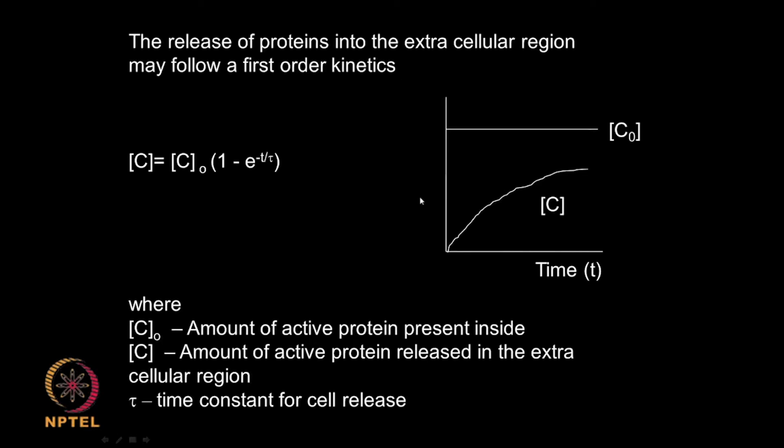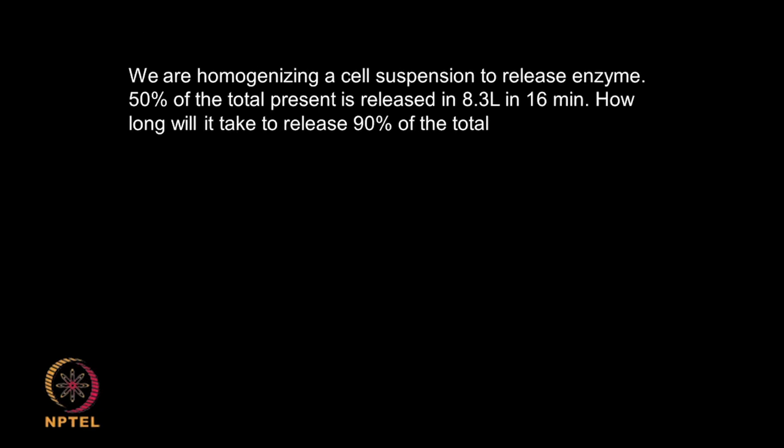Okay, so, the release of the protein in the extracellular region we always consider as a first order process like this. So, C is equal to C naught 1 minus e power minus t by tau. Tau is called the time constant of cell release, okay, or e power minus kt, again k is inverse of tau. C naught is the maximum concentration or the amount of active protein present inside the cells, and C is the amount of active protein released in the extracellular region. Okay, let us look at a small problem.